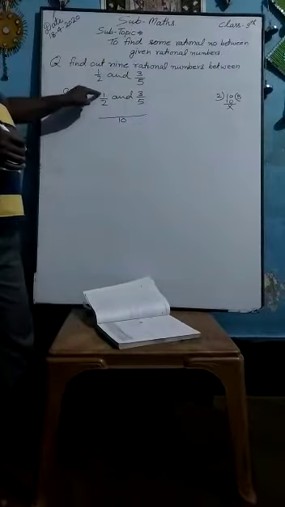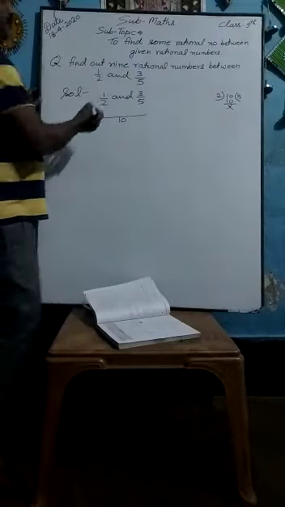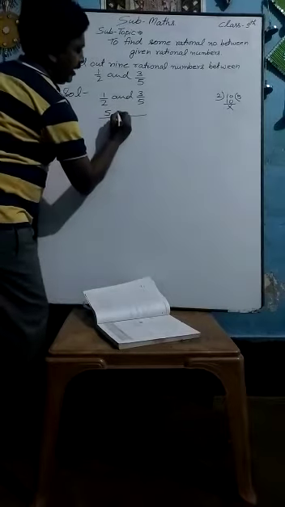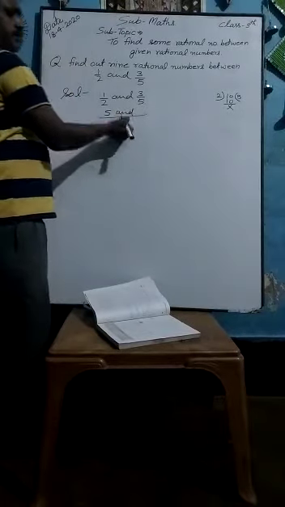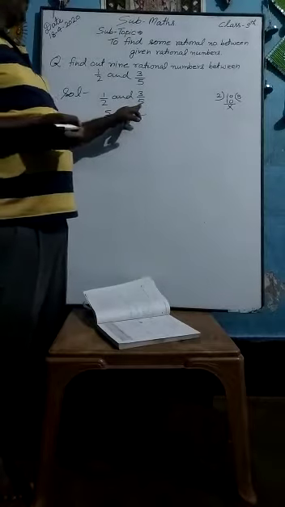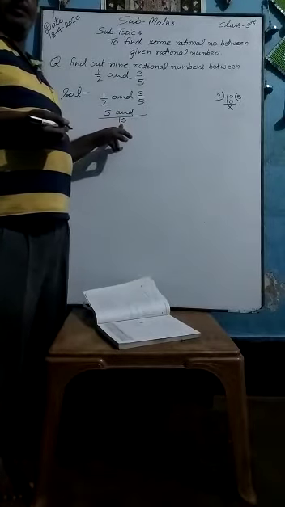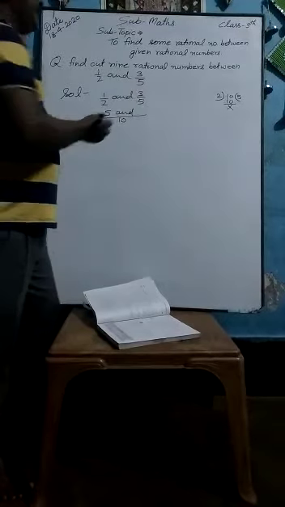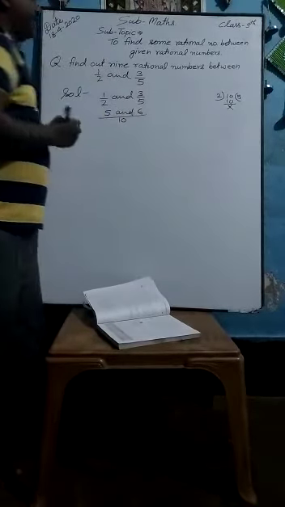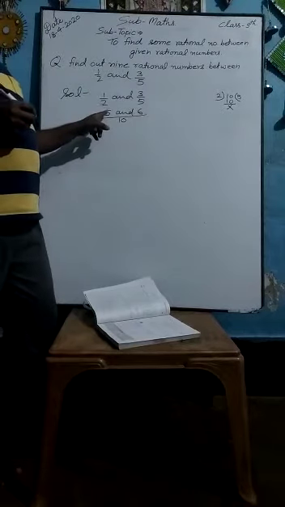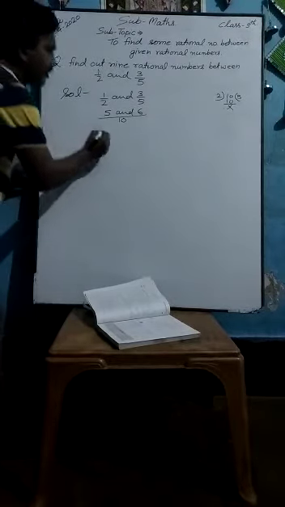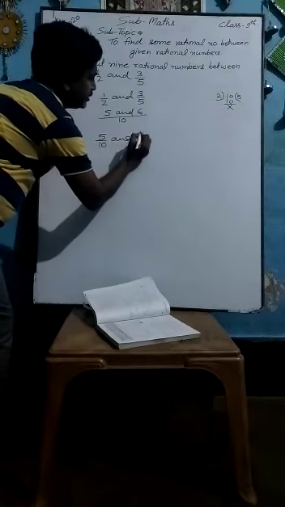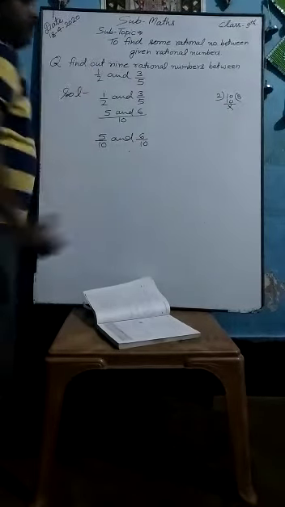Then multiply the quotient by the numerator: 1 times 5 is 5. Then divide 10 by 5, you get 2, and multiply by 3, which is 6. You will get 5 and 6. Now you can write 5/10 and 6/10.